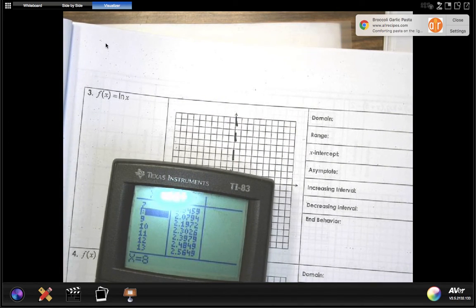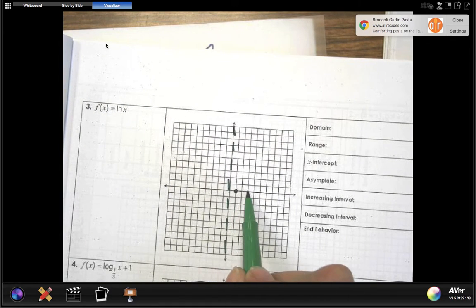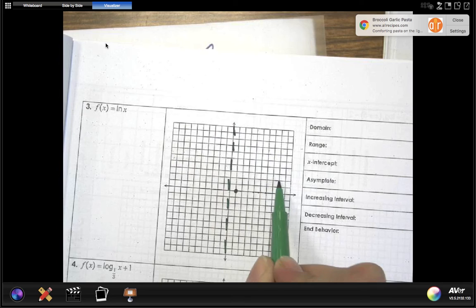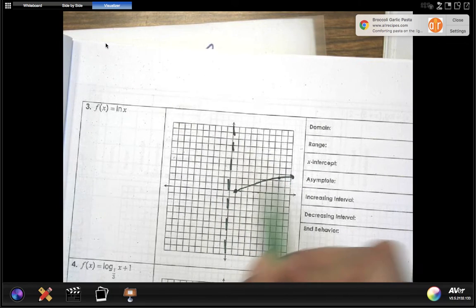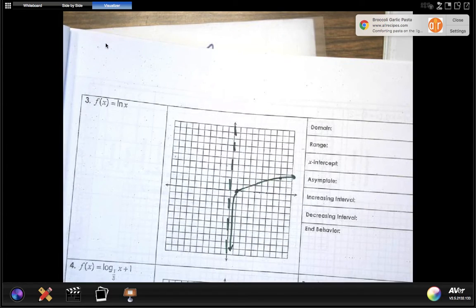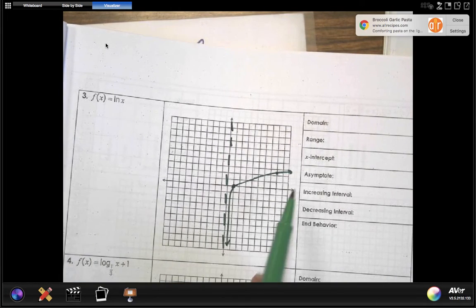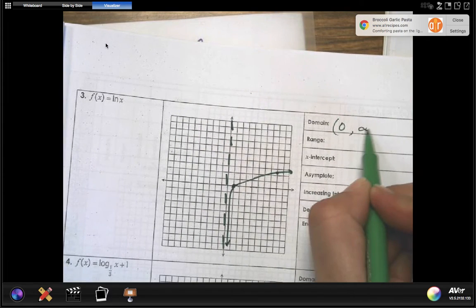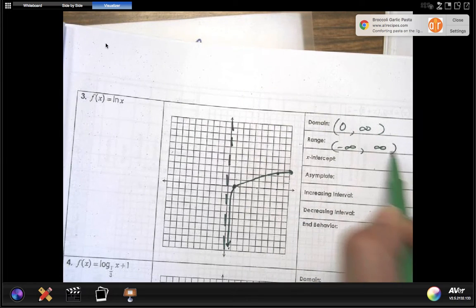So 8 is 2.07, so let's go over 8: 1, 2, 3, 4, 5, 6, 7, 8, up 2 and a little bit above that. So it kind of lets us see how close it is to the y-axis and x-axis. Okay, so let's go ahead and do the domain. The domain, again, is from 0 to infinity, not including 0. Our range is negative infinity to positive infinity.